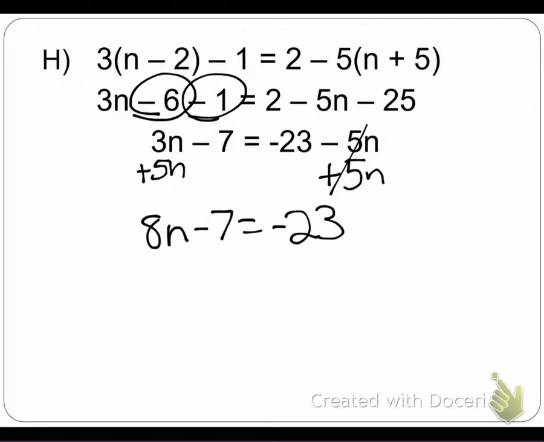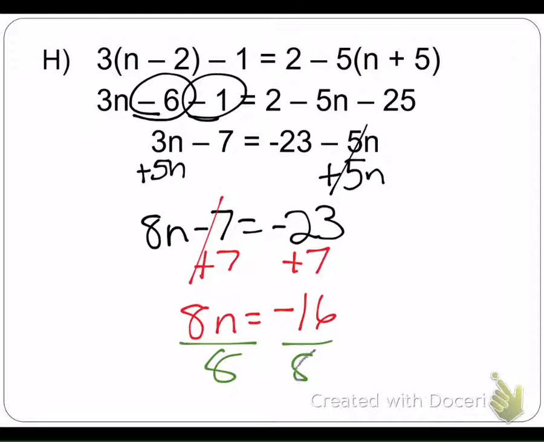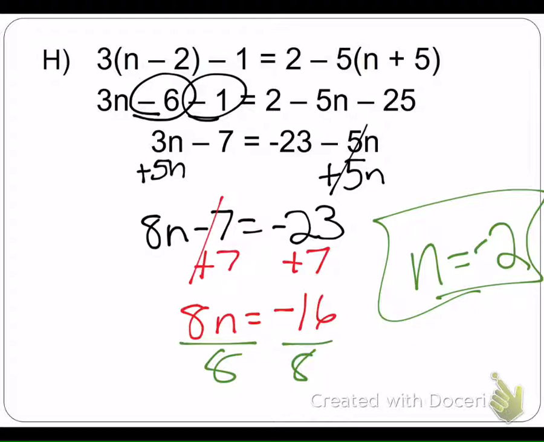Okay, now what? Add 7. Yeah, so the signs are different. We're going to subtract the numbers to keep the sign of the larger one. So -16, which is great because that is divisible by 8. What do I end up with for n? -2. Everyone okay?